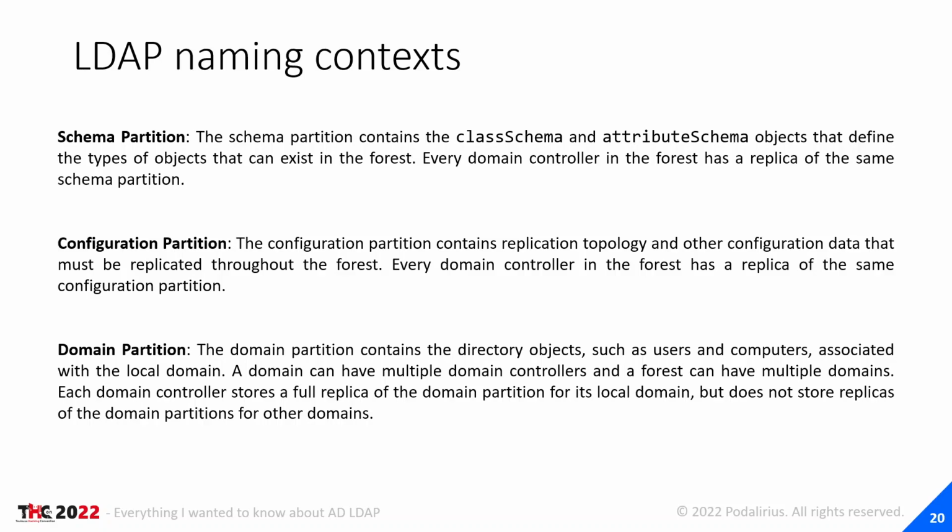The domain partition will hold the Active Directory objects of the domain that we are currently in, such as users, computers, everything that will be associated to the local domain, for example, lab.local. If we are in a forest with multiple subdomains, each subdomain will have its own domain partition with its own objects in it. It will not be replicated on other domains.